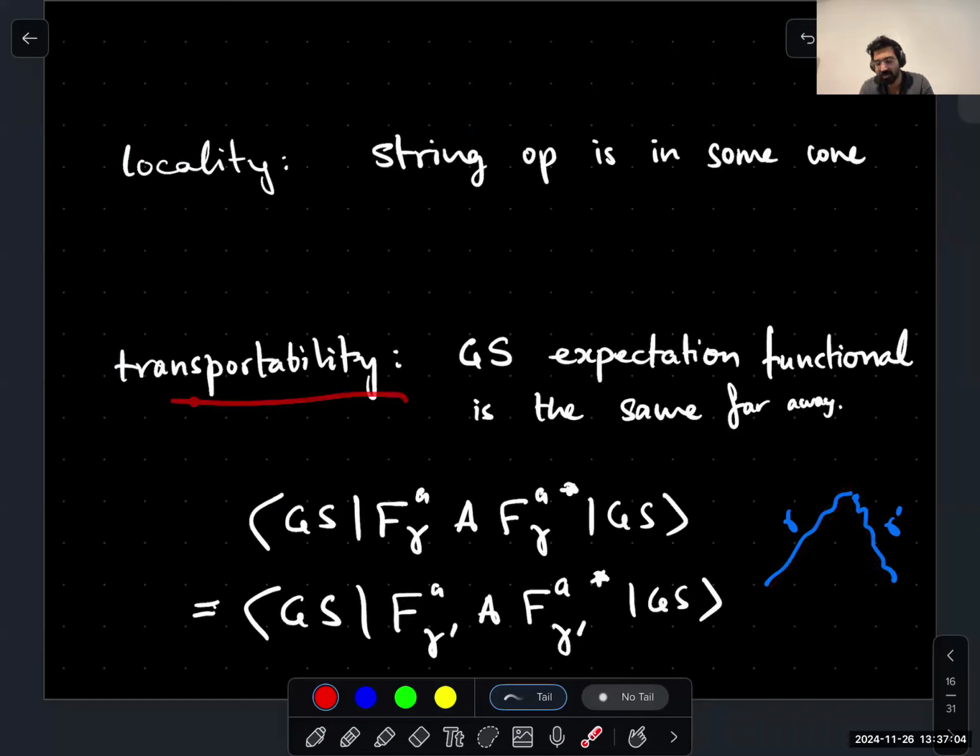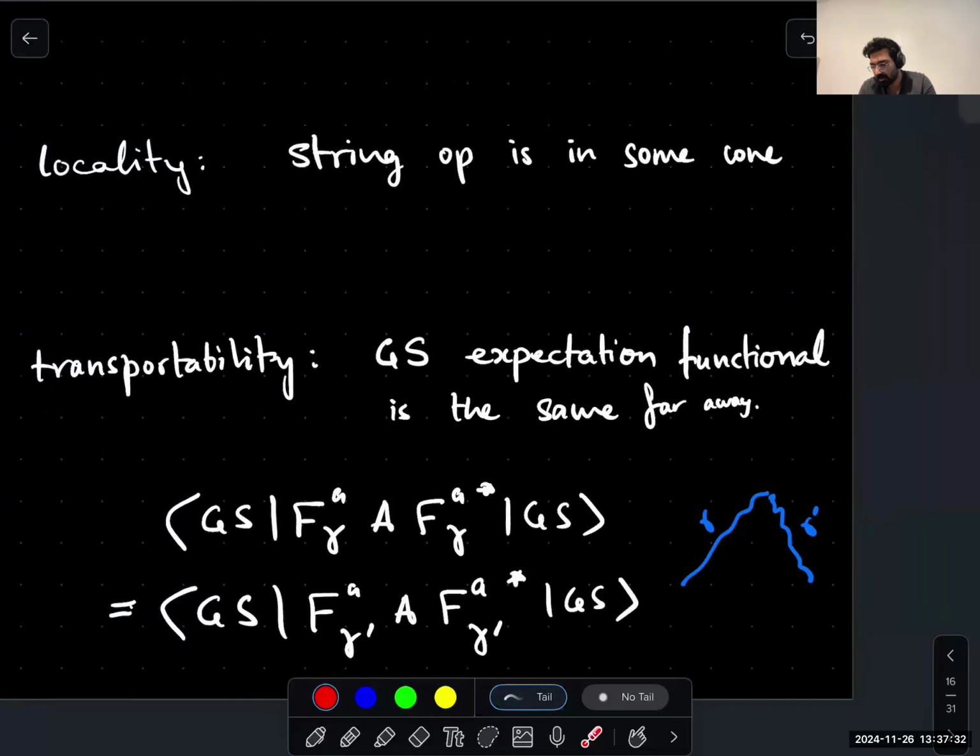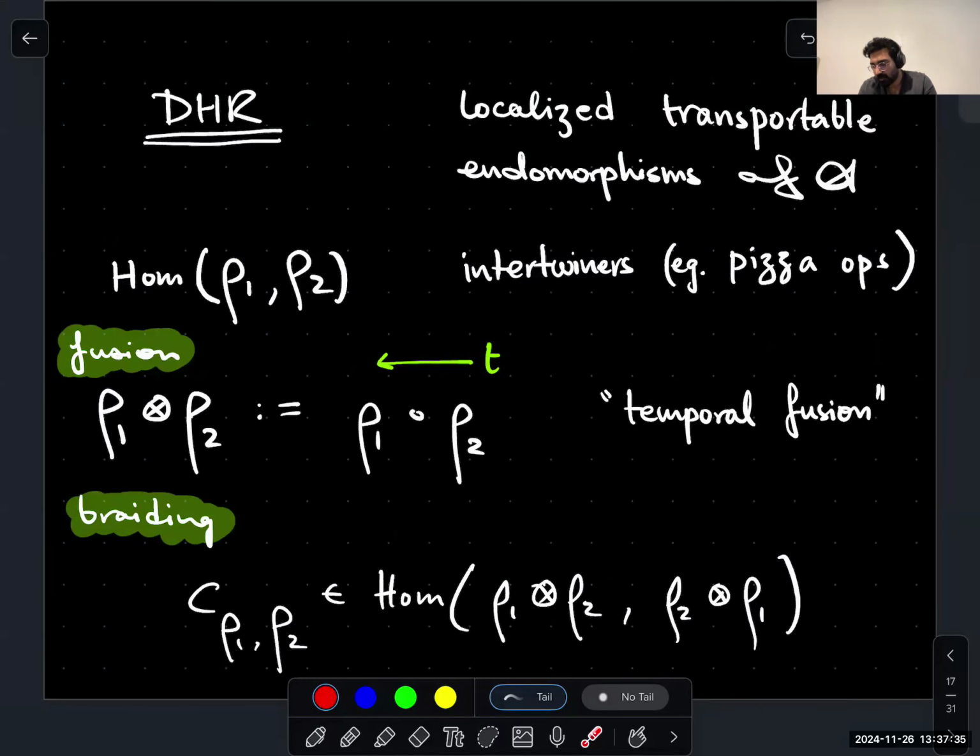That's exactly what transportability is saying, just on the level of C-star algebras. There's an isomorphism instead of equality because you don't have the expectation value with the ground state, so you need some isomorphism that takes you from here to here. So that's what a localized transportable endomorphism of a quasi-local algebra is.